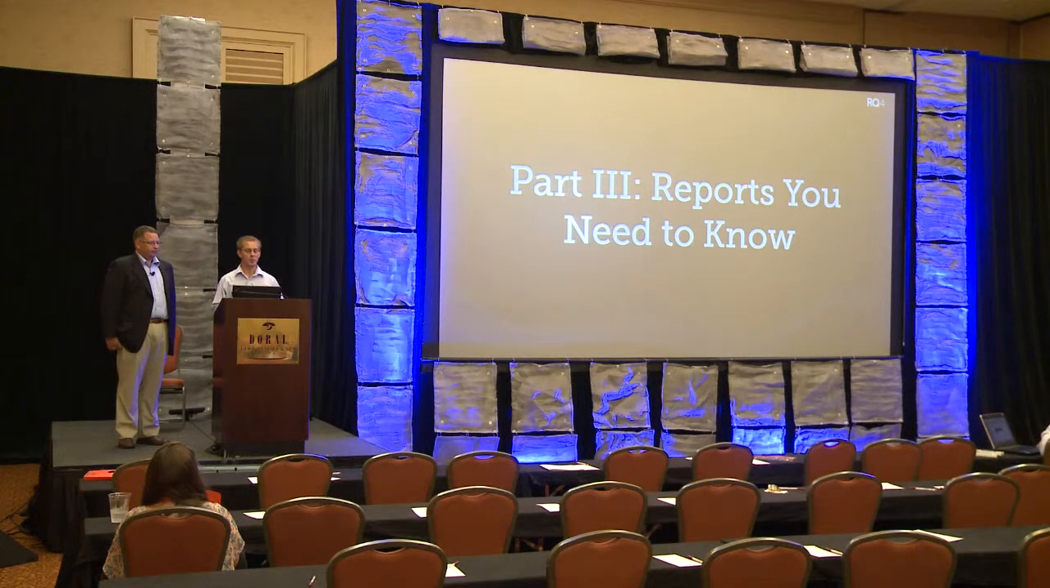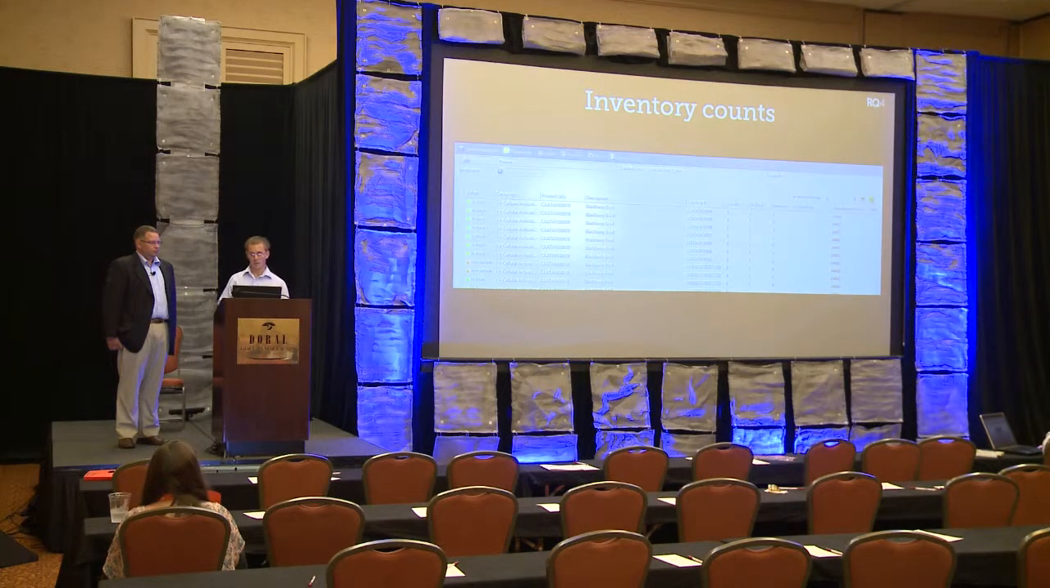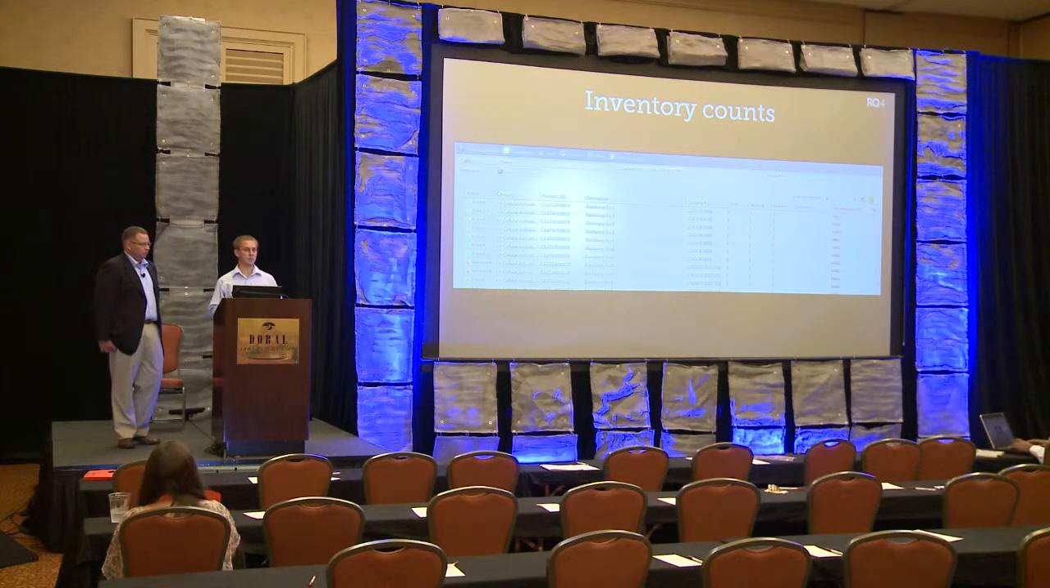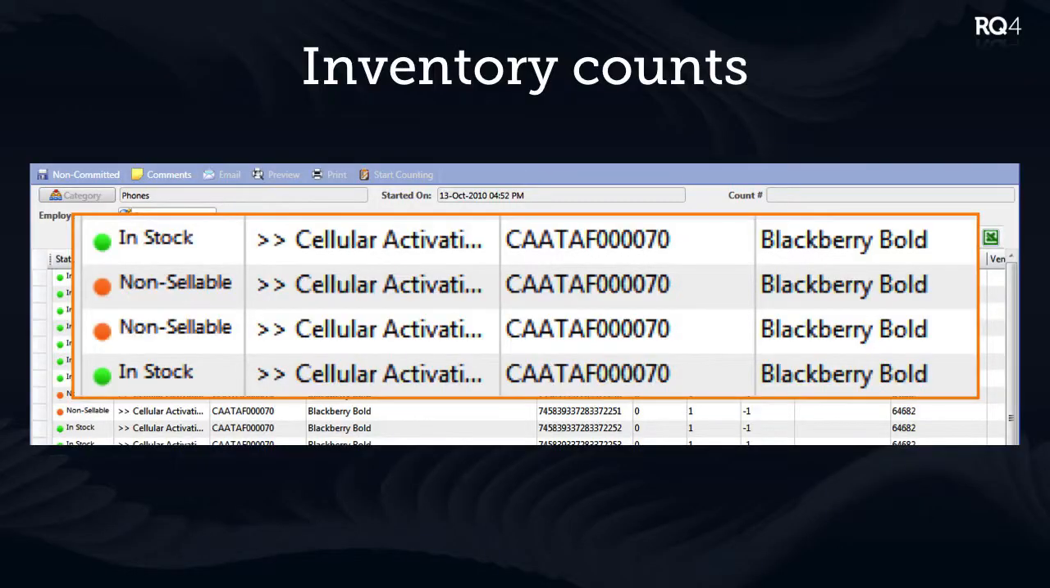And that's what we want to talk a little bit about now in part 3. It says reports you need to know, but I think it's almost reports that you have to know in order to be successful with inventory management. The first thing I want to show is not even a report at all. It's just your basic inventory count screen, which may look normal to you, and I hope you all do inventory counts regularly. The thing I want to point out that you may not notice in this screenshot is the red circles for this phone count.